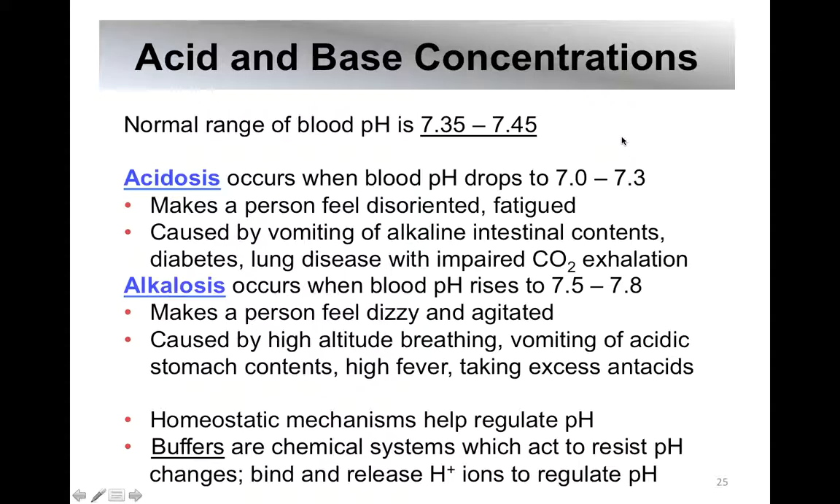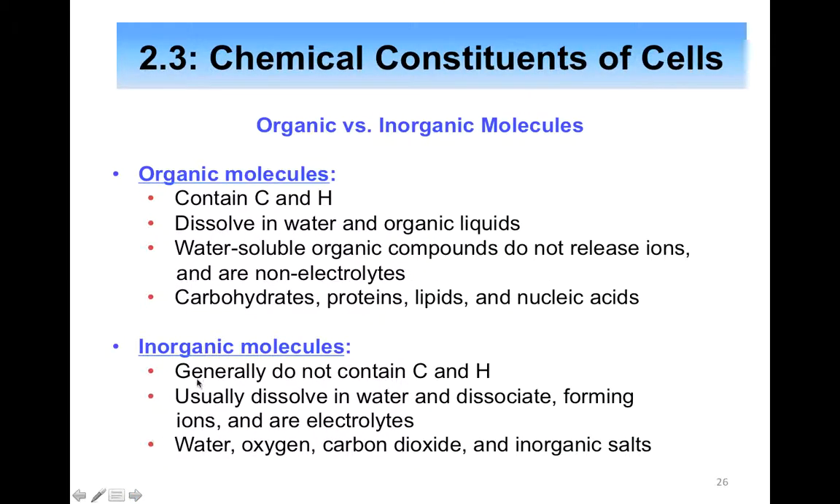Okay, and this just describes what happens when a person's pH level for their blood is out of range, out of our homeostatic set point, so acidosis and alkalosis. Okay. So look that over, make sure you understand that.